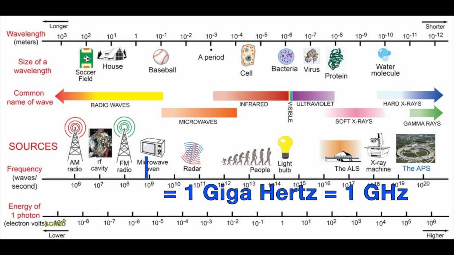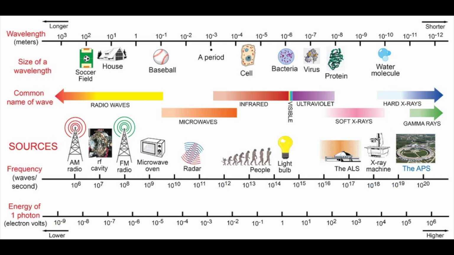10^9 hertz is 1 gigahertz. 10^10 hertz is 10 gigahertz. As you can see, microwave ovens operate in this region, so we want to be far from them. Let's have a closer look at the electromagnetic spectrum between 1 and 10 gigahertz.